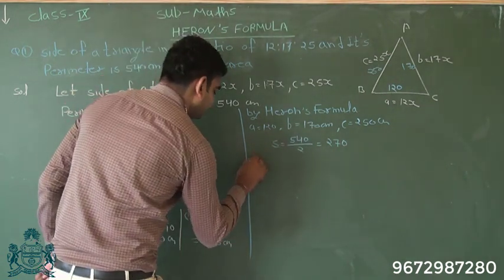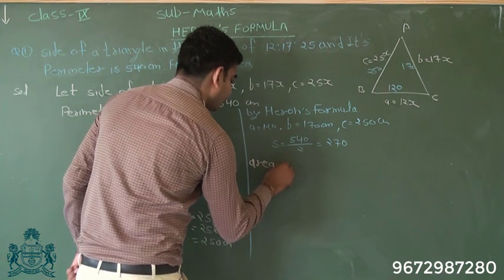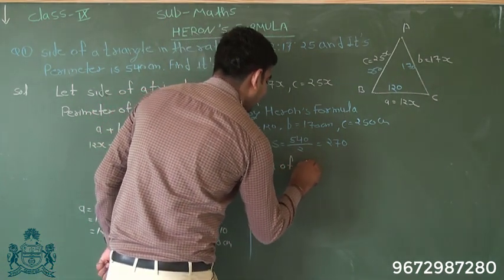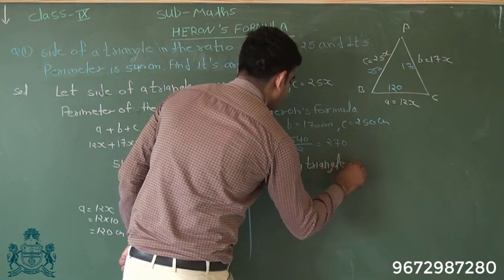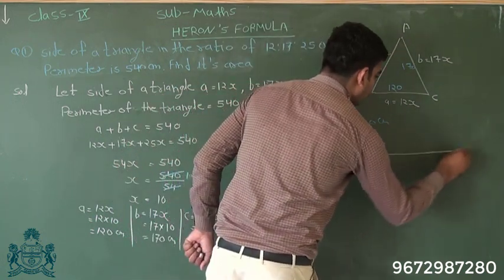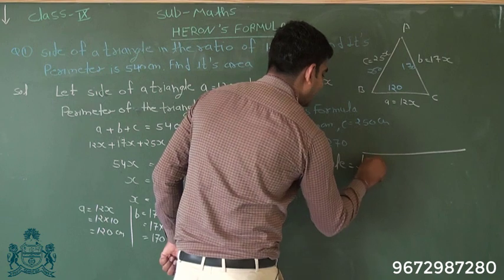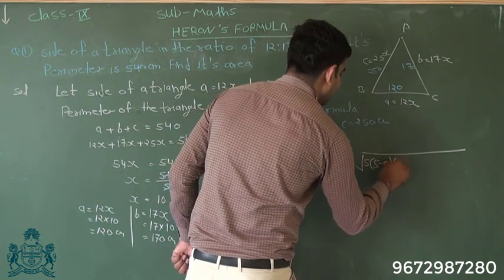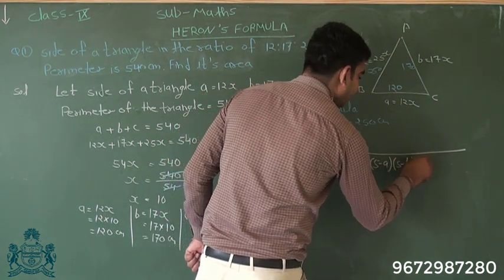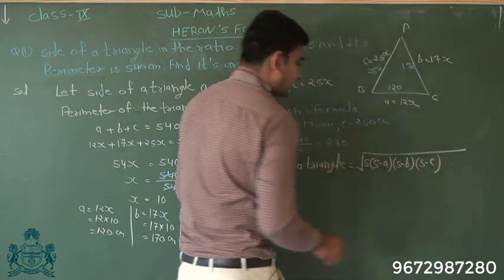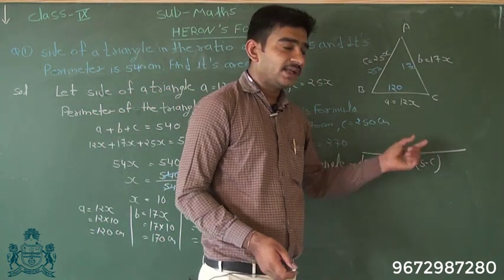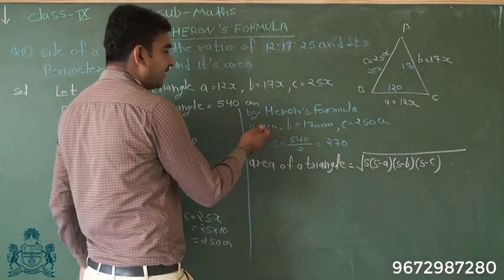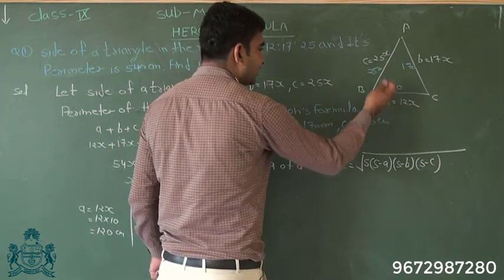Area of a triangle by Heron's formula is the square root of s minus a, s minus b, s minus c, where s is the semi-perimeter and a, b and c are the sides of the triangle. a is 120, b is 170. The three sides are given.